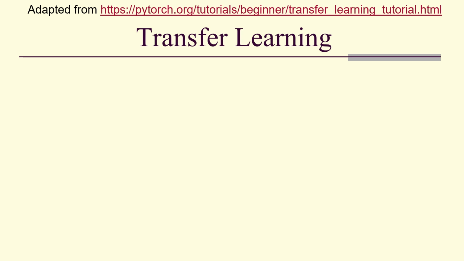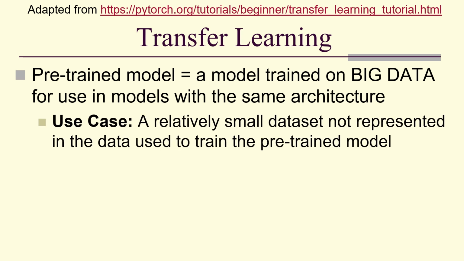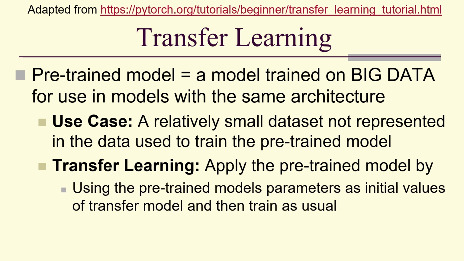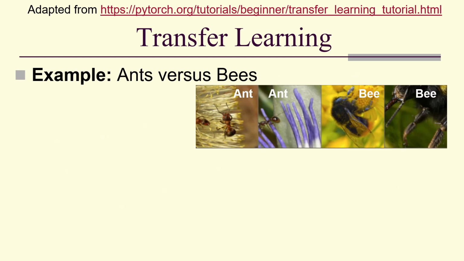That brings us to the concept of transfer learning. A pre-trained model is a model trained on big data for use in models with the same architecture. Why? Well, you have a relatively small data set not represented in the data used to train the pre-trained model. Then you can apply the pre-trained model by using its parameters as initial values in your new model and then train as usual. Or freeze the pre-trained model, no more training of it, add layers around it, and then train the new layers. So let's look at the example ants versus bees.